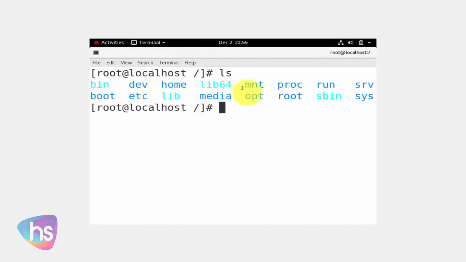Bin, dev, home, lib64, mnt, proc, run, srv, sbin, and these are the folders of the complete system-wide accessing folders, the directories that we are seeing here. This is the root directory.